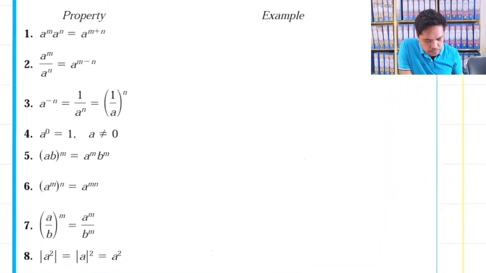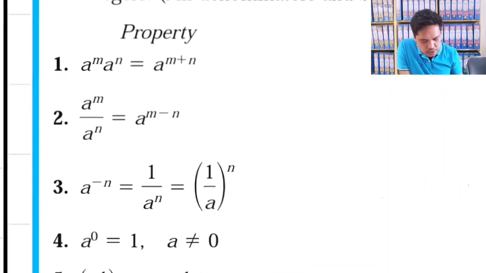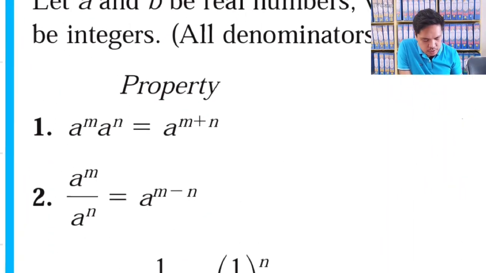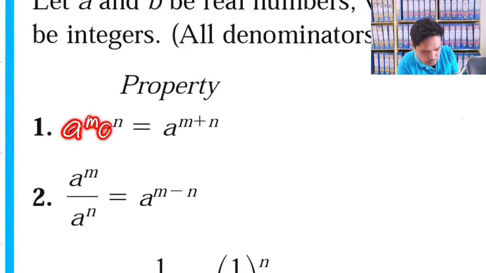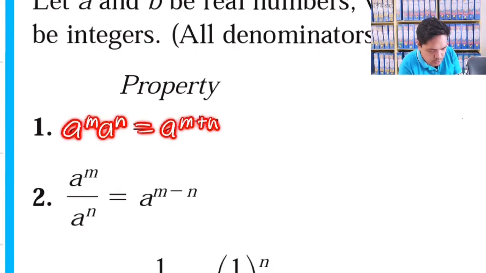So, we have these 8 properties of exponents. Okay? So, the first property is this. Let us zoom in. The first property is, if we have A raised to M multiplied by A raised to N, the answer is A raised to M plus N.